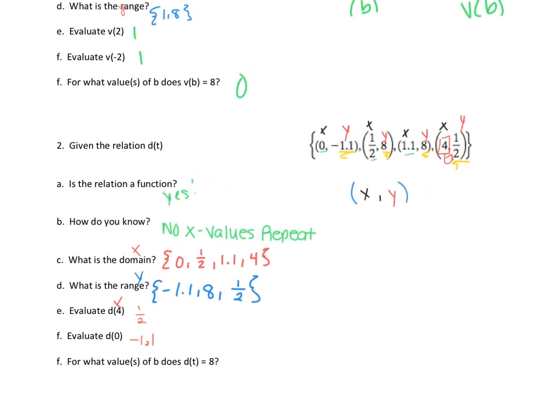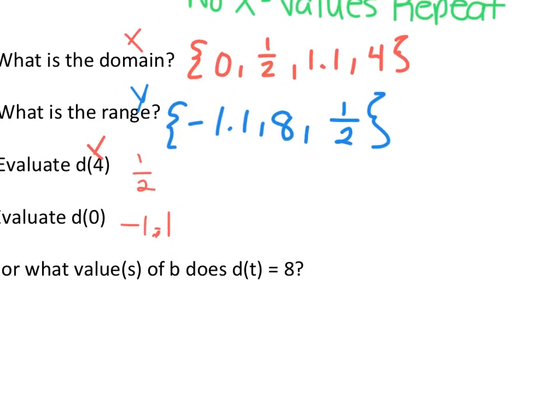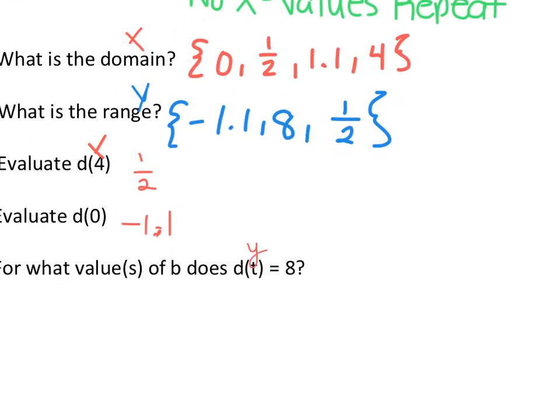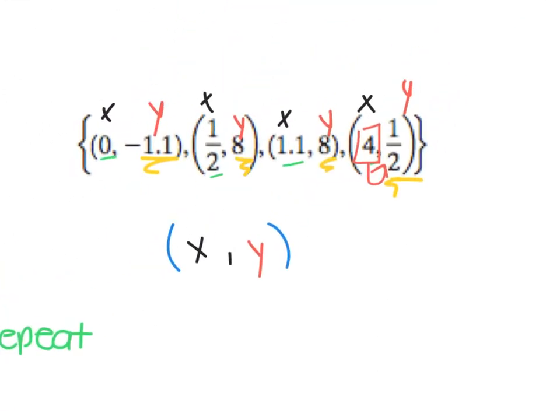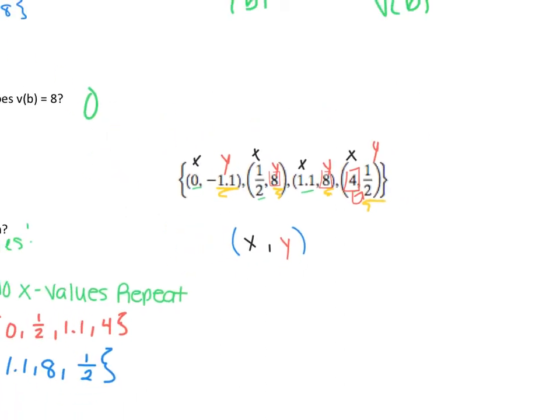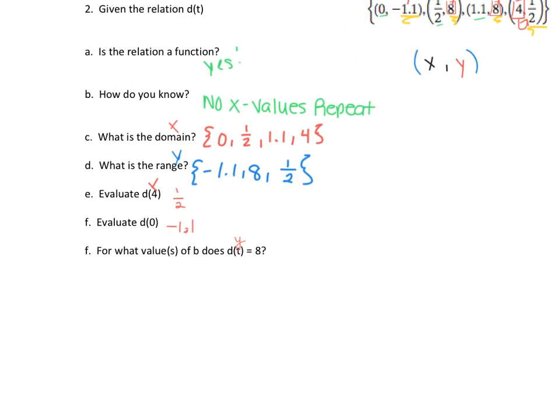So basically, we know y is equal to 8. So we go to our visual, y is equal to 8 here, and y is equal to 8 here. We want those x values, so our x values are 1/2 and 1.1. And that's your final answer.